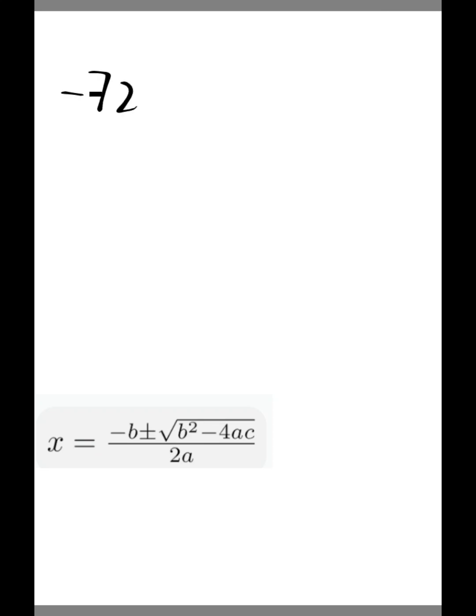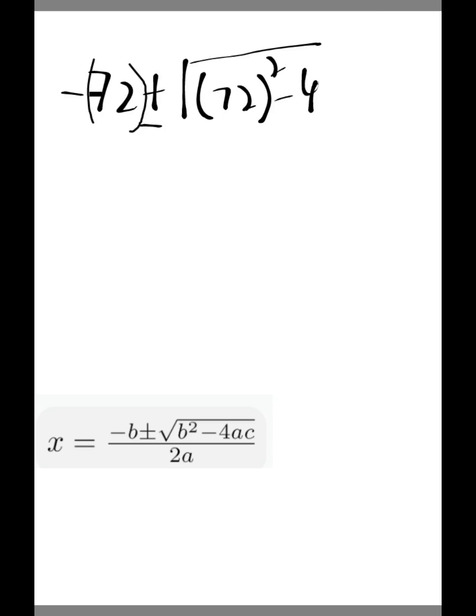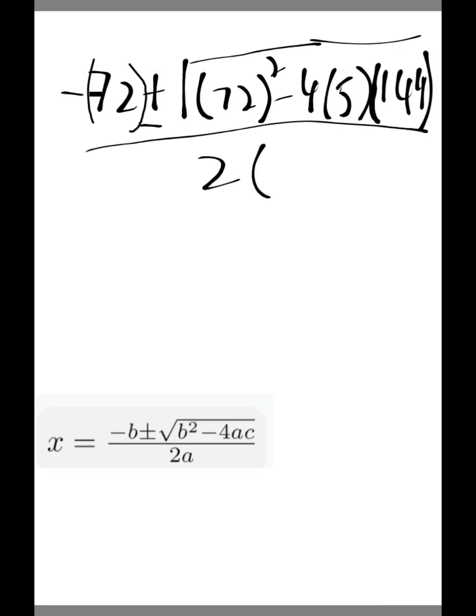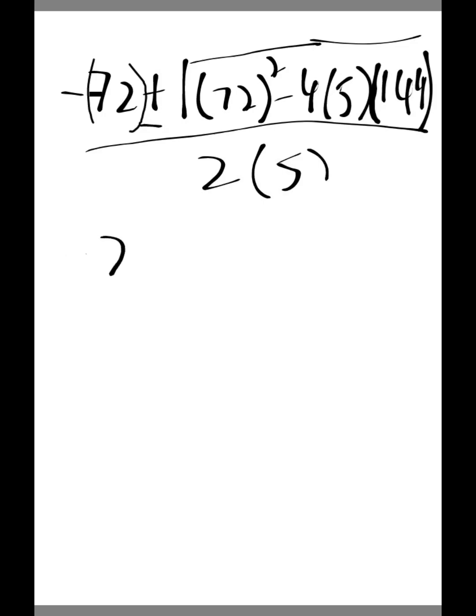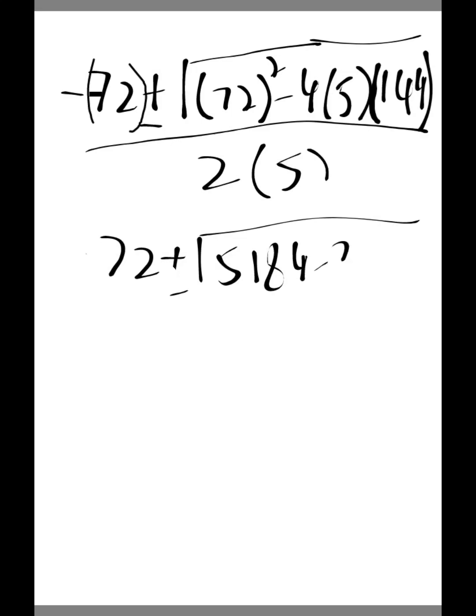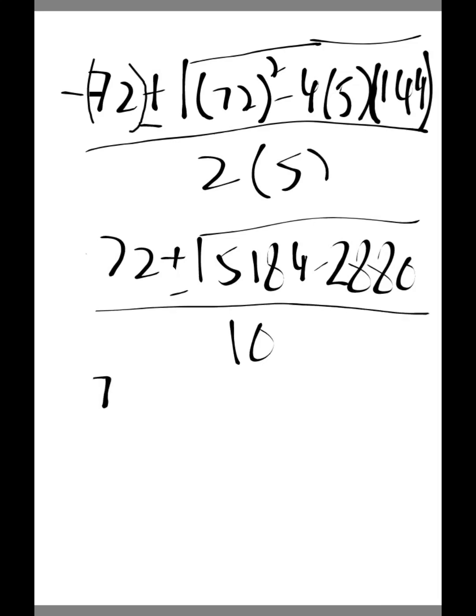Now using our quadratic formula, according to which x equals minus b plus minus square root of b square minus 4ac, over 2a. b square means 72 square, minus 4 times a's value 5 and c's value 144. 2a means 2 times 5, a's value 5, so it will be 72 plus minus square root of 72 square, which is 5184, minus 2880, that is 4 times 5 times 144, over 2 times 5, which is 10. So 72 plus minus square root of 2304 over 10.